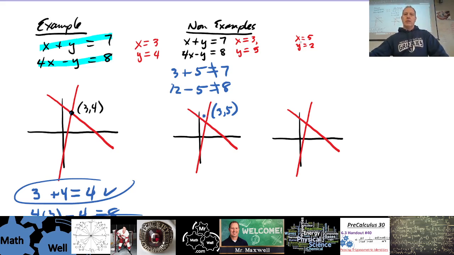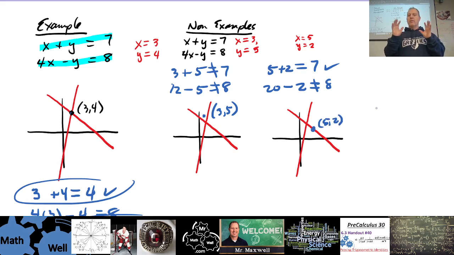Okay. What about the point 5, 2? Okay, 5, 2. Well, if we check 5 plus 2, oh, that does equal 7. So let's check the other one. 4 times 5 is 20 minus 2. Uh-oh, that does not equal 8. It equals 18, right? So it doesn't equal this one. So what that means is it's on one line, but not on the other. And it would look like this, about this, 5, 2. See?